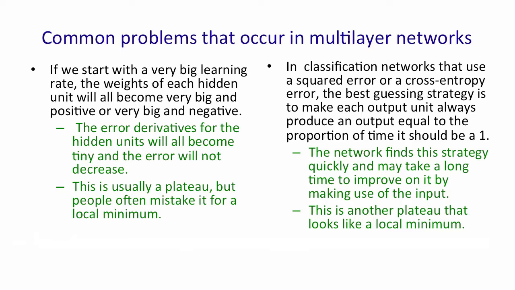Because to improve over the guessing strategy, it has to get sensible information from the input through all the hidden layers to the output. And that could take a long time to learn if you start with small weights. So again, you learn quickly, and then the error stops decreasing, and it looks like a local minimum, but actually it's another plateau.